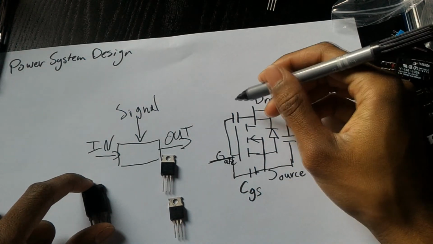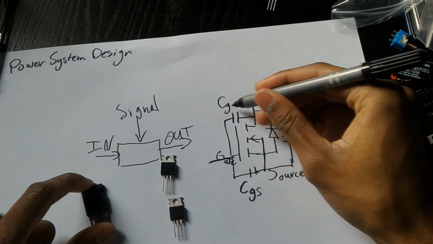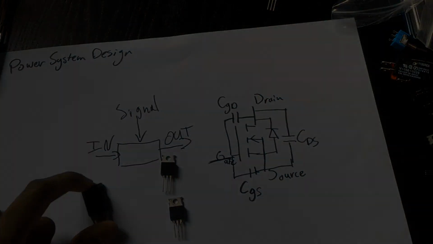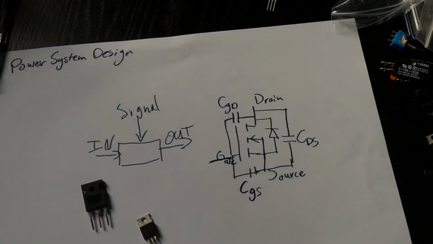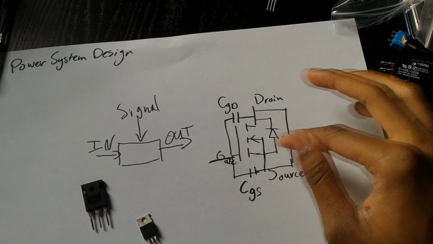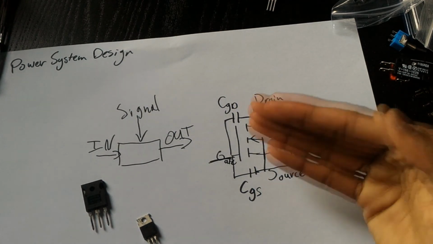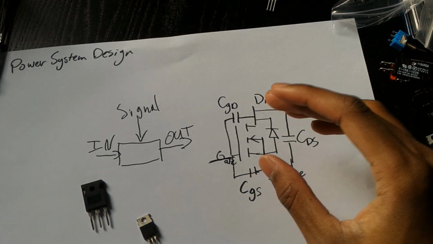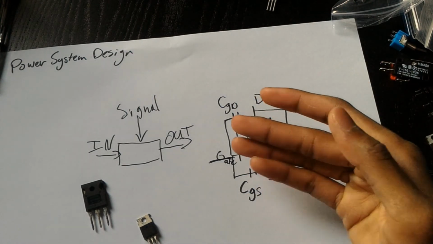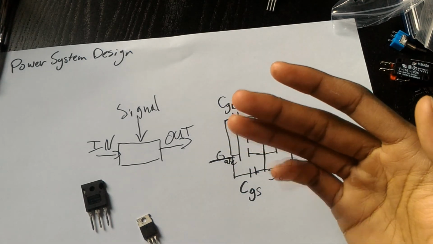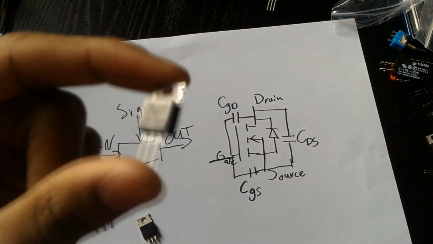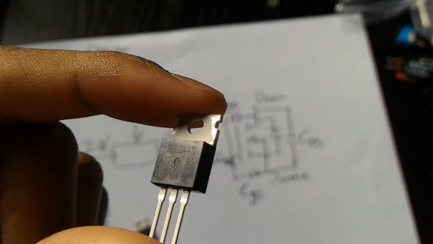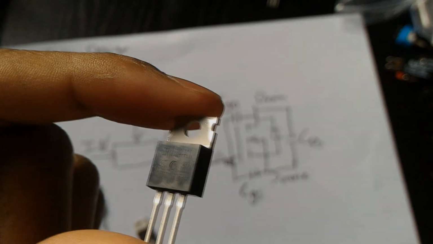And this is capacitance gate drain. Now, while these capacitances must be kept in mind, we are going to take a look at that a little bit later. For now, we are going to inspect the data sheet and see what we can learn from it. For now, we are going to look at this one, the IRLZ44N.